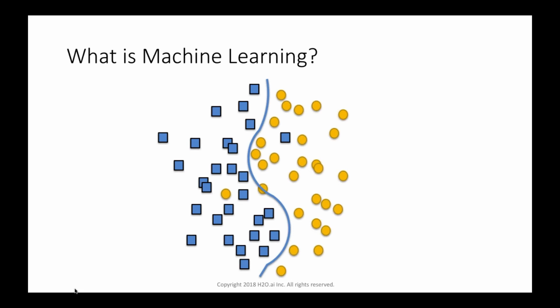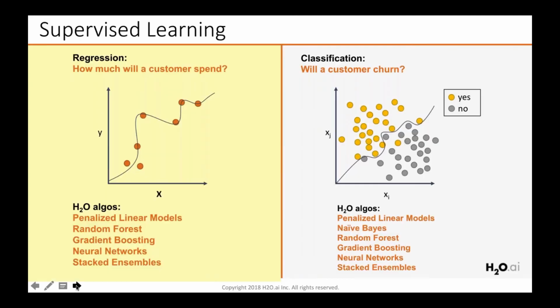Now in a more, let's say, real life use case, rather than separating circles and squares, we may want to predict how much a customer will spend or whether or not a customer will churn. These are just two examples of how to use machine learning. But really, if you have a column in your data set or a feature that's interesting for you to predict, you can apply machine learning to that to help you make smart decisions.